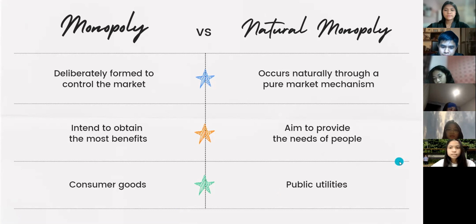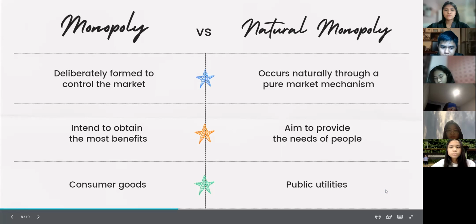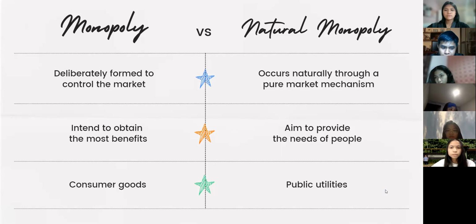Secondly, based on the goals themselves, monopoly intends to obtain the most benefits, while natural monopoly aims to provide the needs of people. And last but not least, the objects of monopoly markets are usually consumer goods, while the objects of natural monopoly are public utilities.